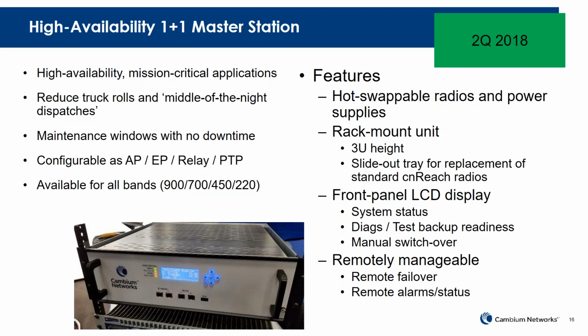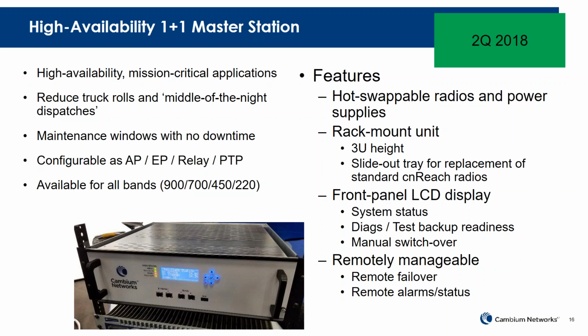You can set this up as either an access point, an endpoint, a relay, or point-to-point node, so it can really fit into any point in the architecture. It's available for all of the bands, licensed or unlicensed. The radios and the power supplies are hot swappable. This is meant to mount in a rack. It slides out on rails, and then you can take the lid off and hot swap those radios and power supplies as you do your maintenance.